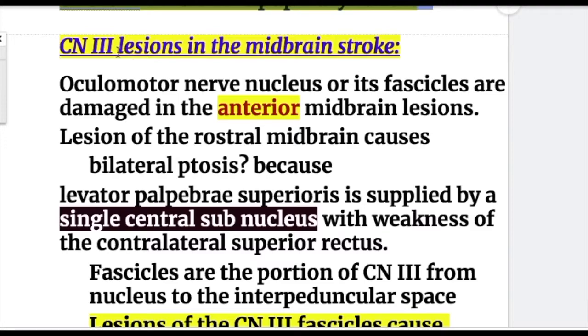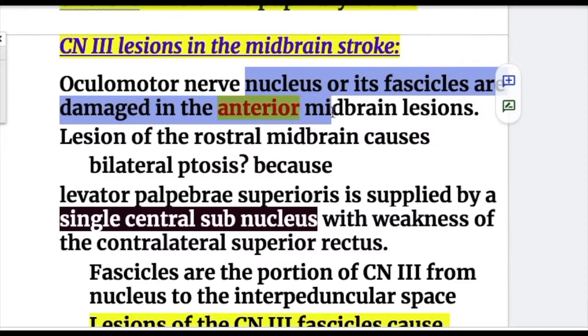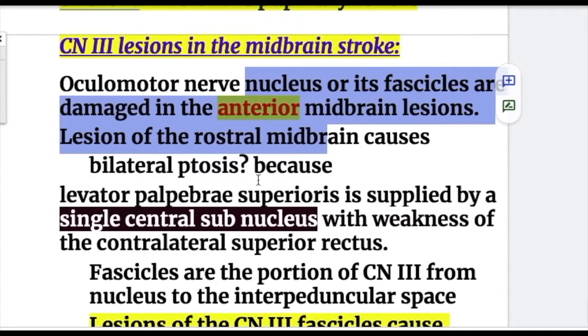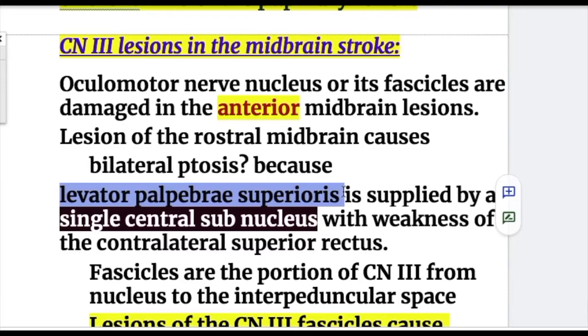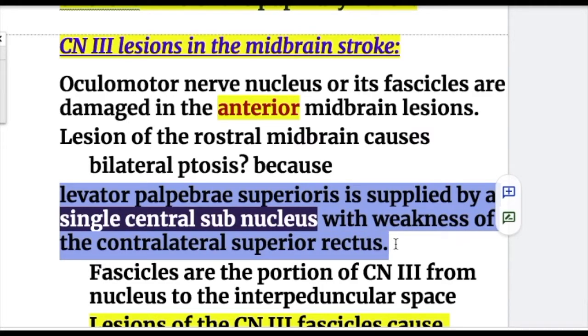Now, oculomotor nerve lesions in the midbrain stroke. The oculomotor nerve nucleus or its fascicles are damaged in the anterior midbrain lesions. The effects depend on the location of the lesion. Lesion of the rostral midbrain causes bilateral ptosis. Why? Because levator palpebrae superioris, which is also supplied by the oculomotor nerve, is supplied by the single central subnucleus, with weakness of the contralateral superior rectus muscle. So if the lesion is in a nucleus, it causes ptosis along with the contralateral weakness of the superior rectus.